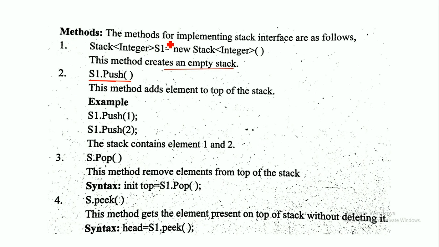Here are the methods for implementing the stack interface. The first instruction creates an empty stack, and the second one is s1.push. This method adds an element to the top of the stack. For example, s1.push(1), s1.push(2). If you use these two commands, then the stack will contain element 1 and element 2. For the pop operation, we use s1.pop, which simply removes an element from the stack. The next one is s1.peek. This method gets the element present on top of the stack without deleting it. The syntax is head = s1.peek.